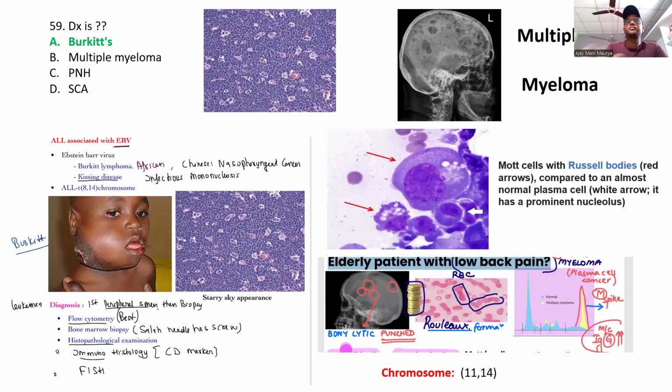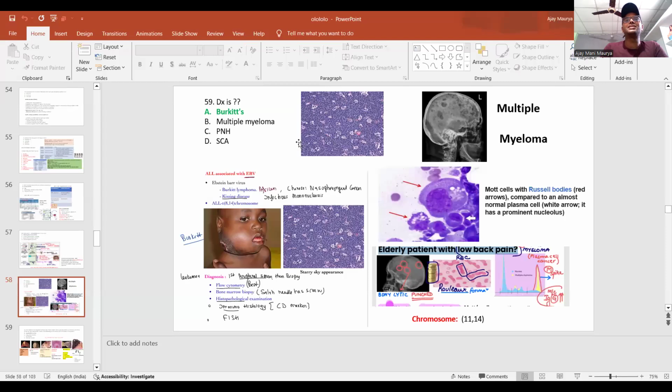The next one, guys, this slide shows the starry sky appearance. It is the starry sky appearance, which is seen in Burkitt's lymphoma. Burkitt lymphoma is associated with the Epstein-Barr virus, seen in Africans. We'll get a picture like this, and you just have to identify it.